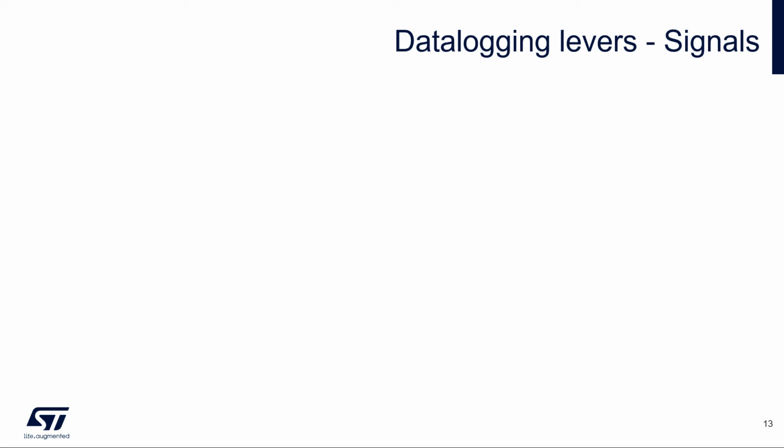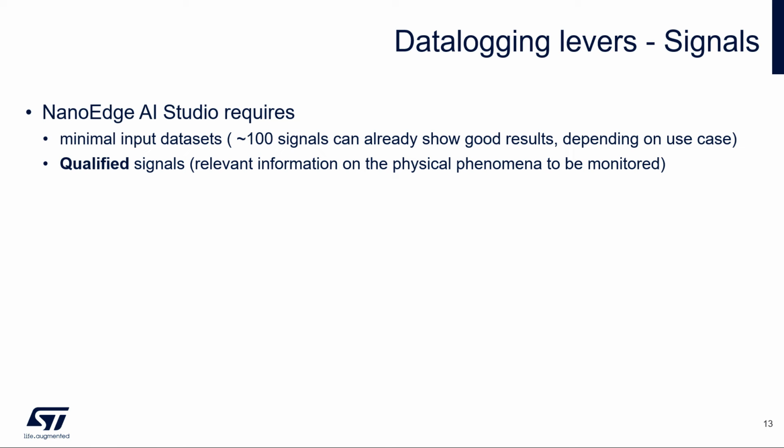The second important adjustment variable is the signal definition that the NanoEdge AI Studio will be given to feed the machine learning models and finally select the best one. The NanoEdge AI Studio can achieve very good results with a minimal dataset, counted in hundreds. But this implies that the learning examples, the input signals, contain the relevant information on the state of the system to be monitored.